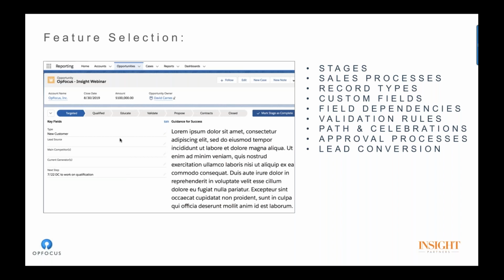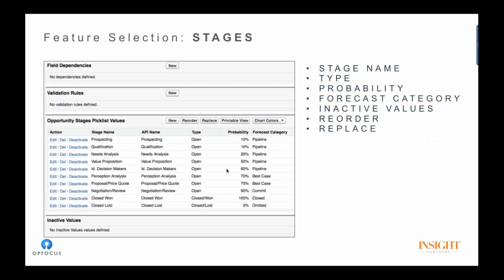If you've set up path in a particular way, you can also expand this section and you can see key fields for that stage. And you can also put in guidance for success. I obviously wimped out and put in lorem ipsum dolor because I just couldn't think of something specific to put in there. But all right, let's take a look.